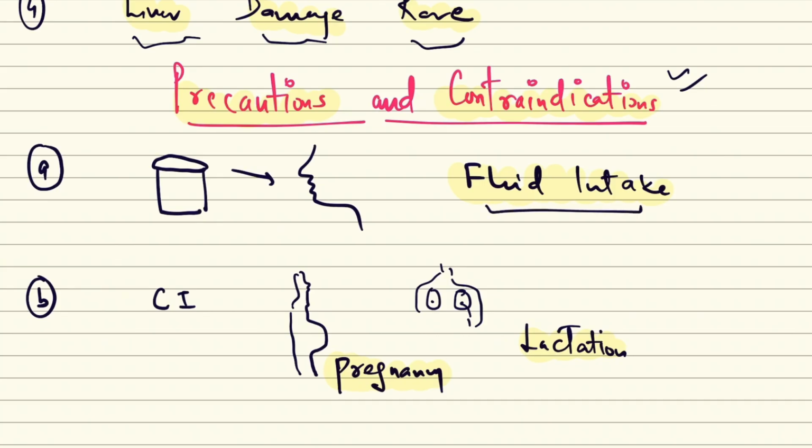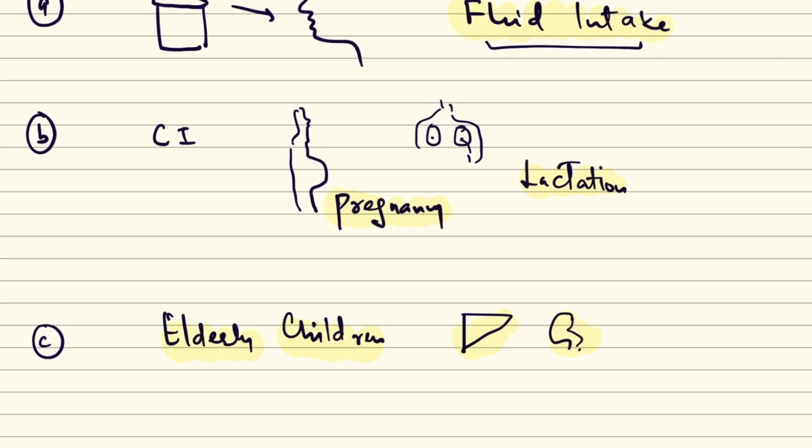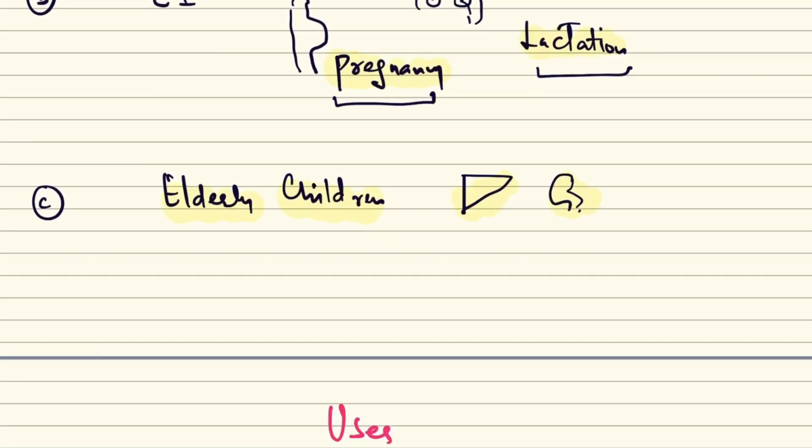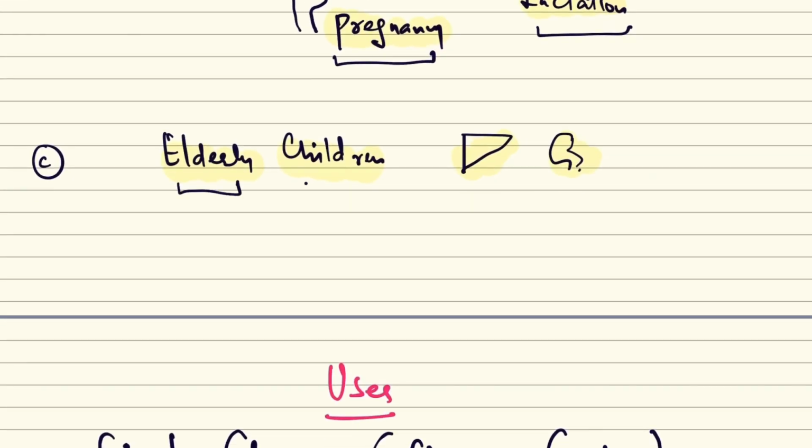So liberal fluid intake is advised with allopurinol. The use is contraindicated in pregnancy and lactation, and we should also be very cautious using this drug in the elderly, in children, and in patients with liver and kidney damage. We use it very cautiously.